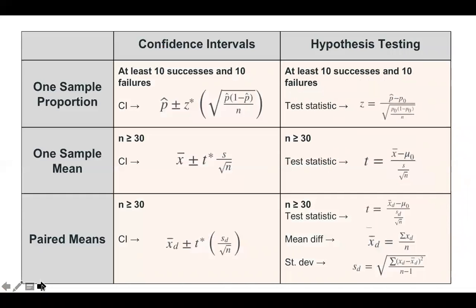So this is basically everything I just went over in lesson 8. I just put it in one chart. So we went over one sample proportion, one sample mean, paired means, and we went over confidence intervals and hypothesis testing for each. So I hope that this kind of breaks it down a little more, kind of consolidates all the information. It seems like a lot with all the different assumptions and all the different formulas for test statistic, but you can see the patterns between the two.